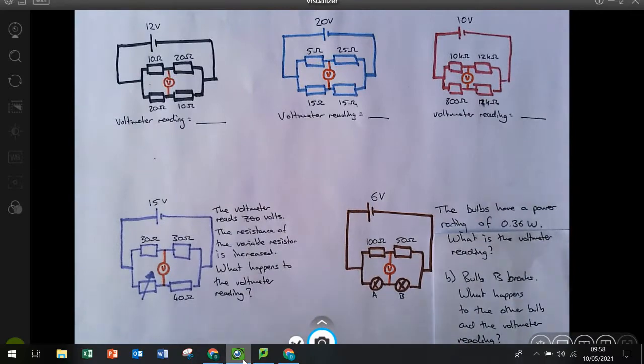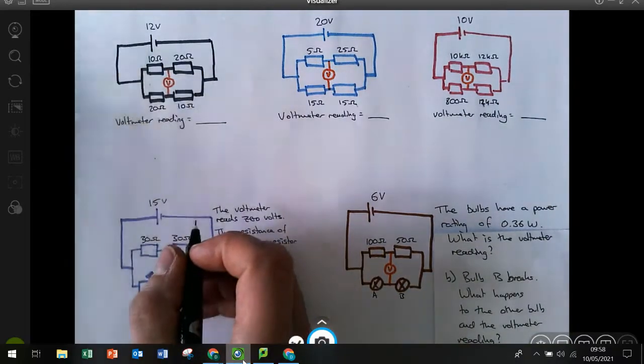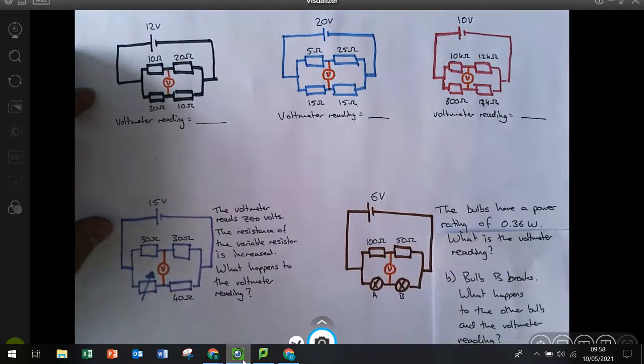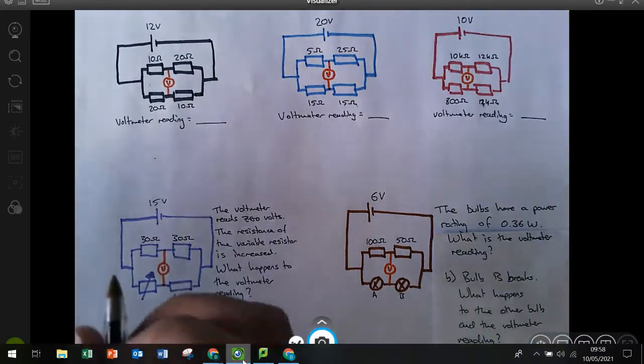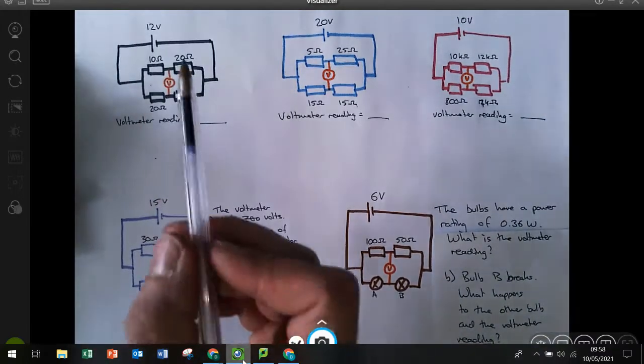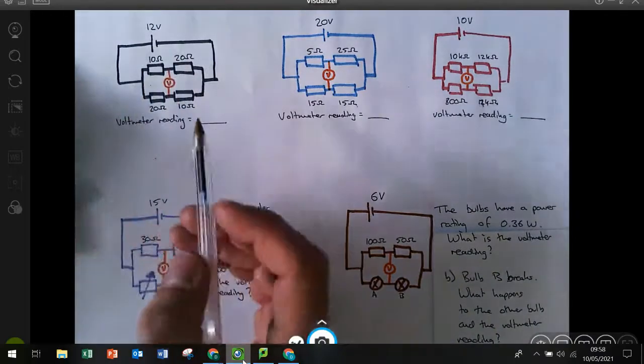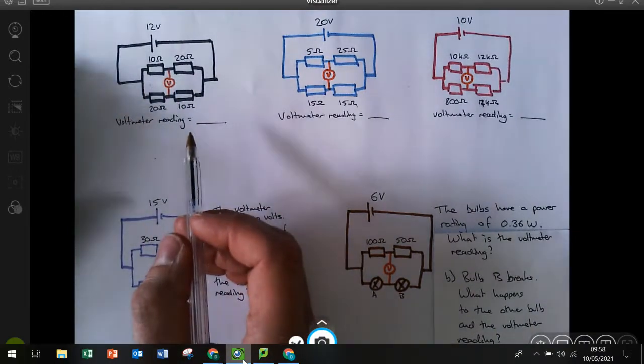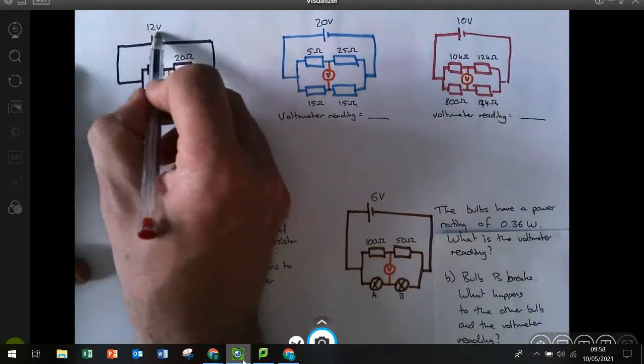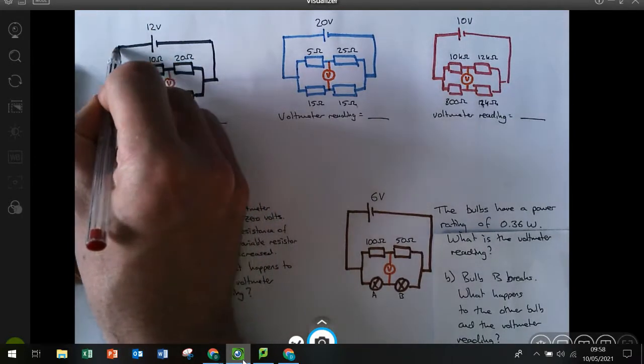The way I always approach this, which I think is really, really simple, is just to imagine that you are an electron and you are going round the circuit. What are you going to experience? What is your change in potential going to be? So you start with 12 volts of energy, so you can go around the circuit.